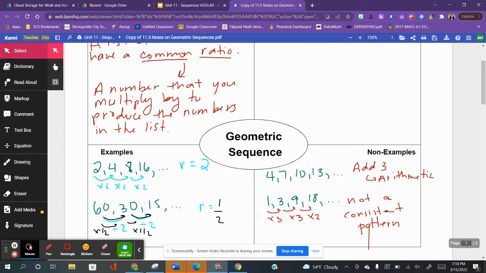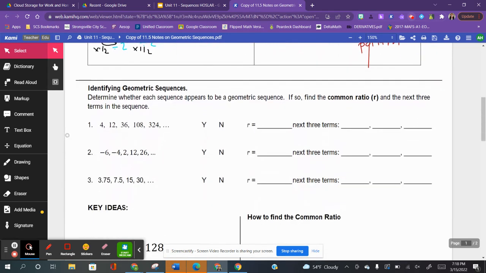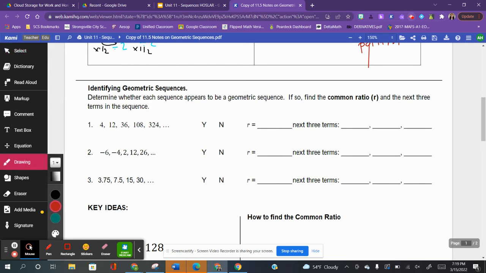Okay, and so with that being said, let's come down here and let's go ahead and determine if the sequence is geometric or not. If it is geometric, we are going to write what the common ratio is, what I'm multiplying by to get that value. And if it is geometric, I'm going to use that pattern or what I'm multiplying by to get the next three terms. So I'll do this first example with you.